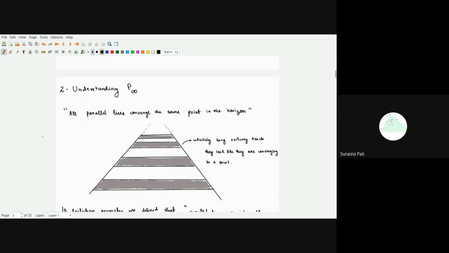Have you ever seen railway tracks? They look like they're converging. They never intersect, but they sort of keep converging. So here's the famous line, it's not famous, I just took it from Igbo: "All parallel lines converge to the same point in the horizon."